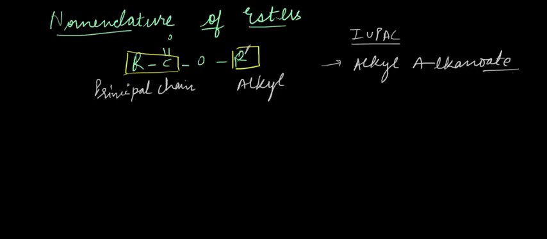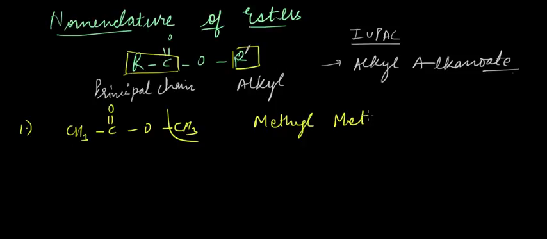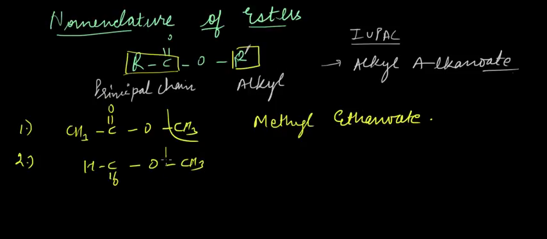So let us delve into some examples of the nomenclature of esters. Okay, we have something like this. So what would be the name of this? It would be nothing but methyl ethanoate. What would be the name of this compound? Again, this is called methyl, this part, and again this methanoate.